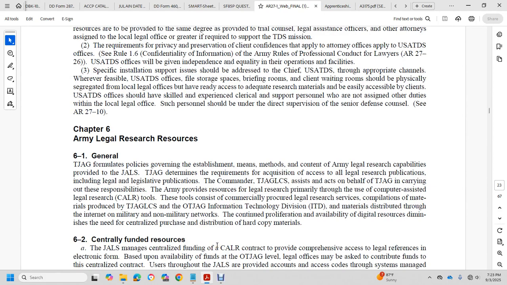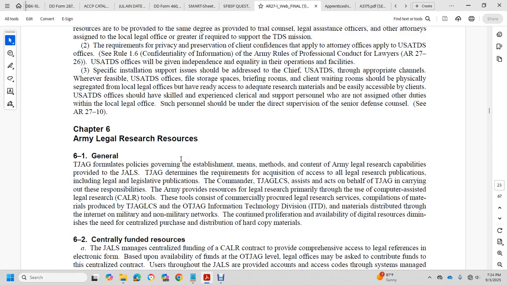Alright, Chapter 6, Army Legal Research, General. The Judge Advocate General formulates policy governing the establishment and method of intent with the Army Legal Research capability of the Judge Advocate Legal. The Judge Advocate General will determine the requirement of the acquisition acts with the legal resource publication, including legal legislative for the publication companion, Judge Advocate Journal.